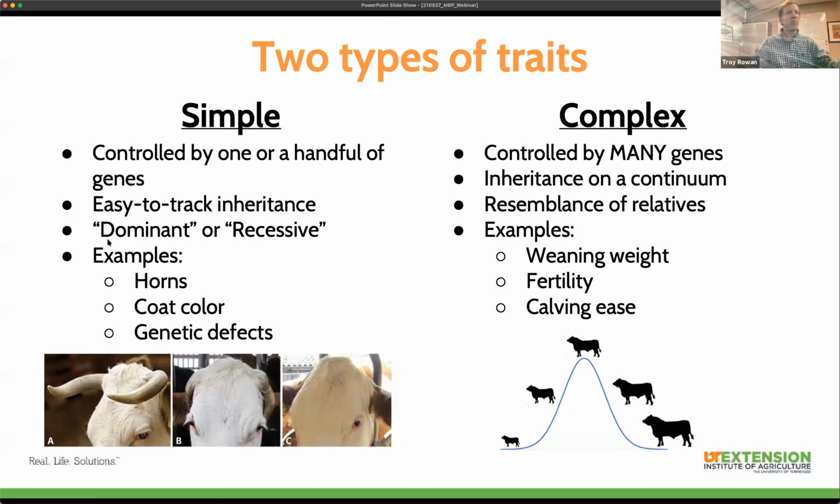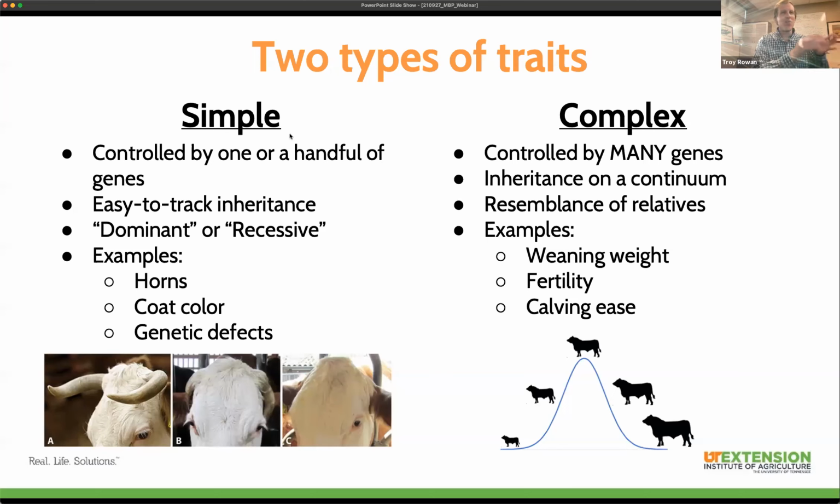So when we think about dominant or recessive traits, we think about Mendel's pea experiments that he did. That's probably familiar from high school biology classes, or we start to think about some of these other traits that we know the inheritance patterns of really well, in particular in cattle, things like horns or coat color or genetic defects. These are all things that we can interpret as simple traits. They're going to have that really straightforward dominant or recessive inheritance, and we can look back in pedigrees and very easily predict what an animal's phenotype is going to be for these simple traits.